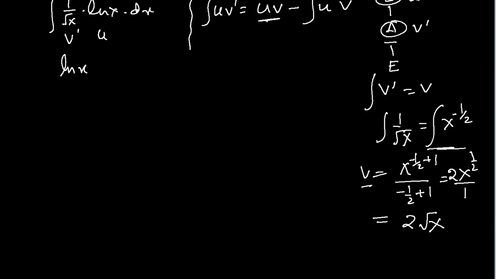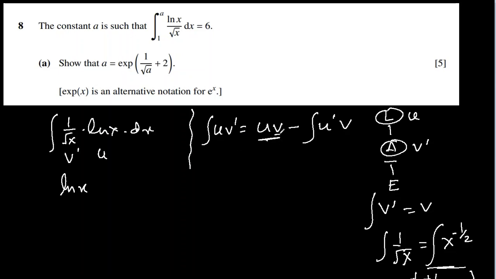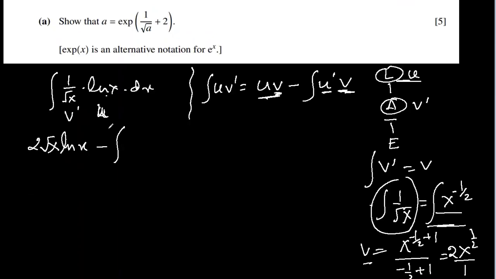This is what we will use at v, because here we wanted v. U is already written, so let me write that 2 square root x in front of this. Okay, now minus u prime will be the differentiation of ln x, which is 1 over x, and then we just got it, 2 square root x dx. So this is square root x, and this x can cancel out. We'll be left with square root x here.